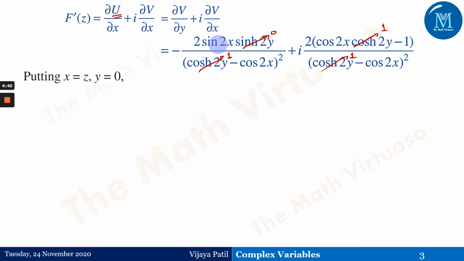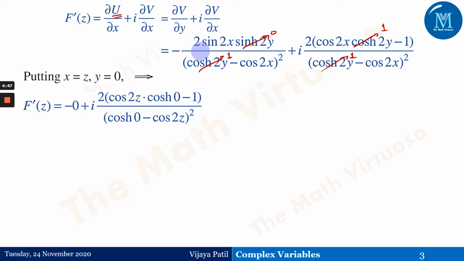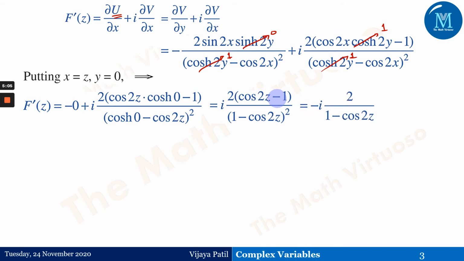Remaining the sin 2x will be as it is, sin 2z. And therefore we will get the first term, this entire term, will move to 0, plus i times 2 times cos 2z into cosh 0. That is what I have told you here. So i times 2 cos 2z minus 1 upon (1 minus cos 2z) the whole squared, which is nothing but minus of i, because it's 1 minus cos 2z. I have to take it as minus of i into 2 upon 1 minus cos 2z, which is minus of i into 2 upon 2 sin squared z, which is minus of cosec squared z.